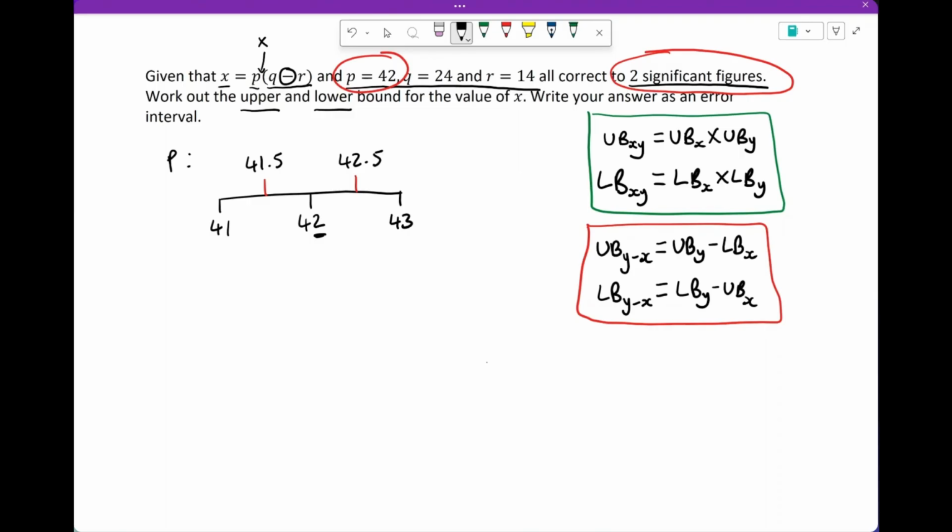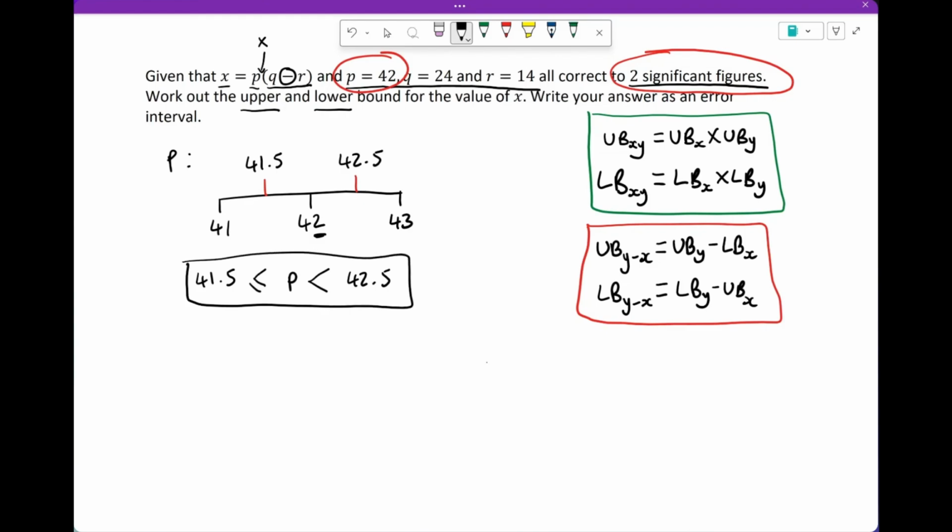Now let's write out my error interval. So I'm going to put p in the middle, 42.5 to the right, 41.5 to the left. Let's put our inequality symbols in. So we know at this point that for a specific number, it's going to be the same as or greater than pointing to the p for the lower bound, where it's going to be smaller than pointing to the p for the upper bound. So that's my error interval for p.